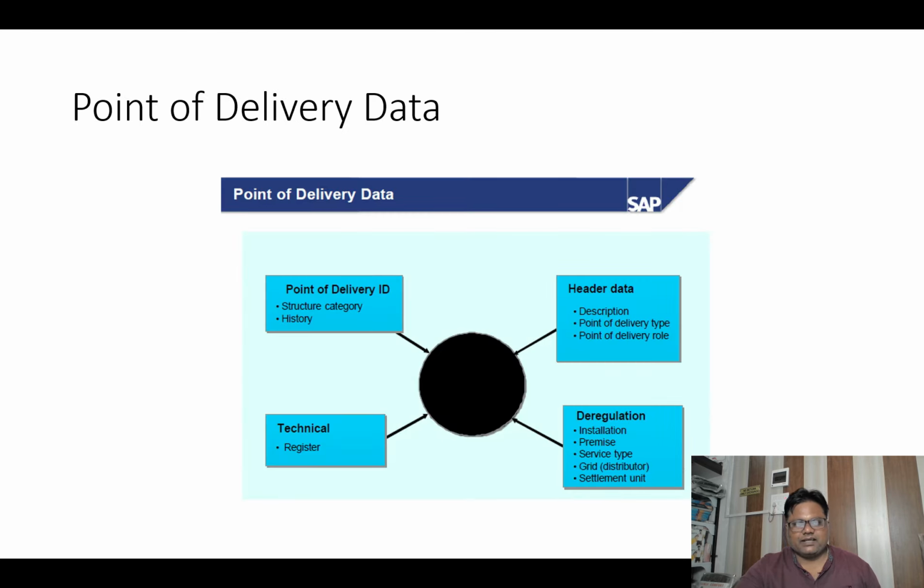Point of delivery data. Point of delivery ID, structure category, history, technical register, header data, description, point of delivery type, point of delivery roles, deregulation, installation, premise, service type, grid, distributor, settlement unit.